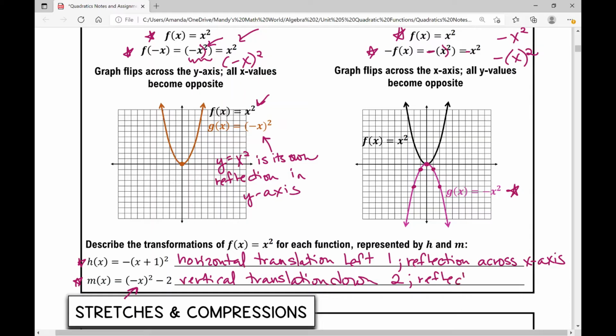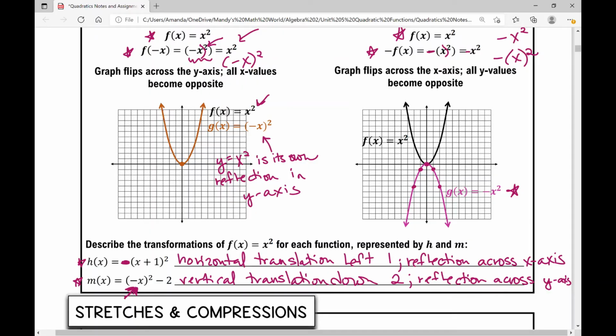A reflection across the y-axis, right? Because it's opposite x, right there, it's opposite x, then that's a reflection across the y-axis. When my negative is out here, outside the parentheses, that is opposite y, which is a reflection across the x-axis.